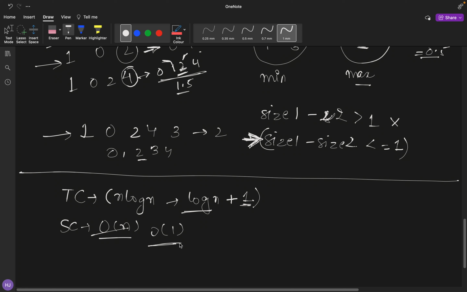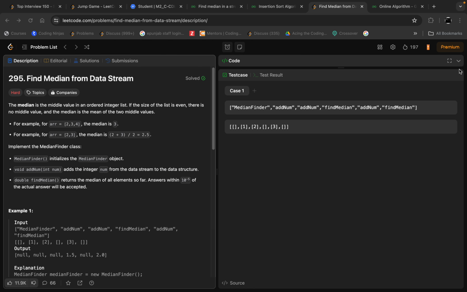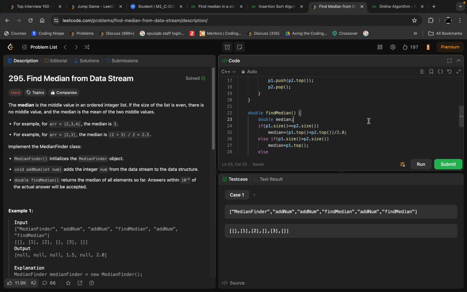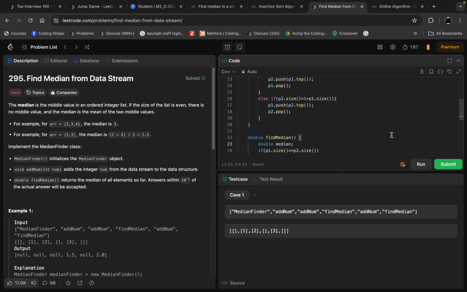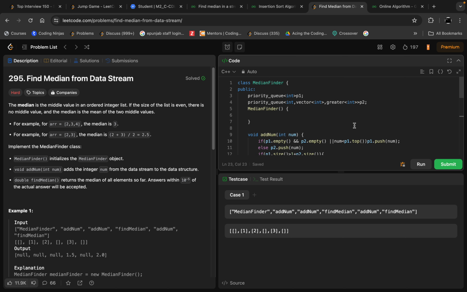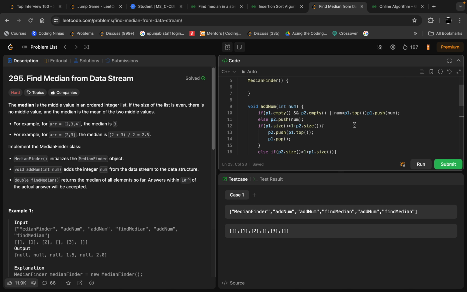Okay, so now let's move to the code part of this question. For this question I've already done the code, because one of my subscribers told me that it's taking a lot of time.